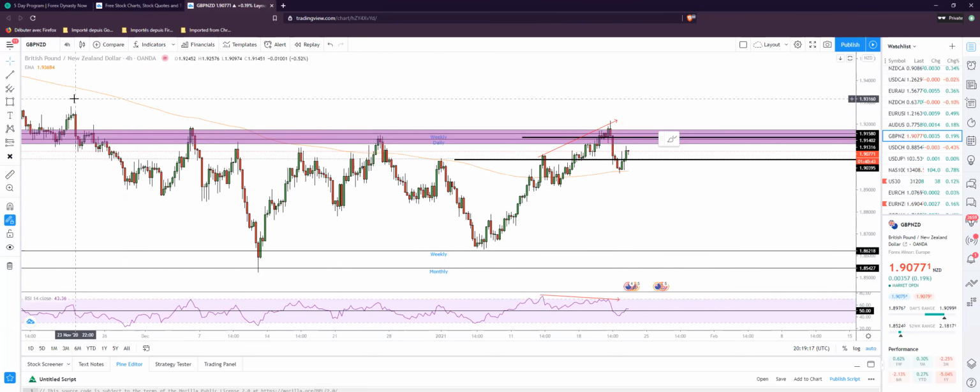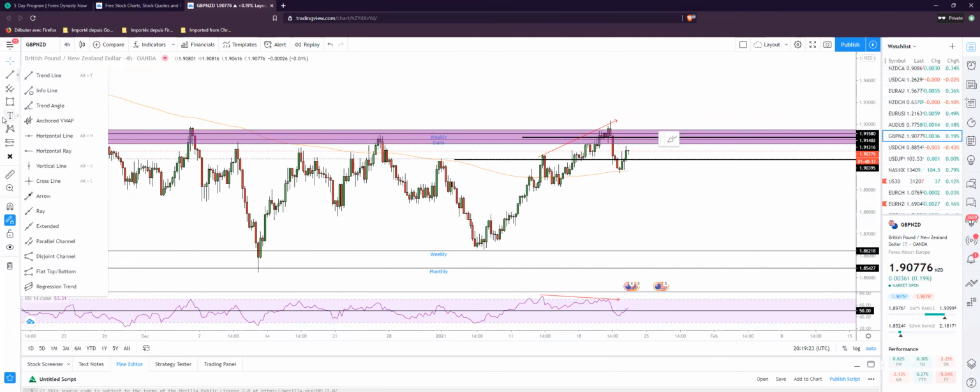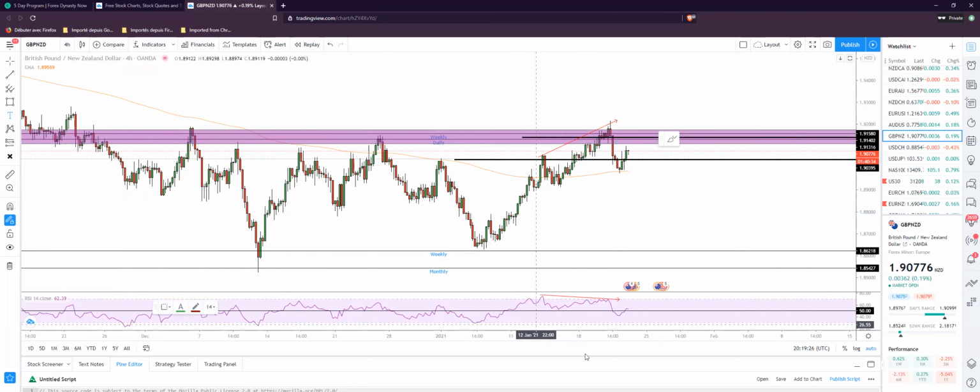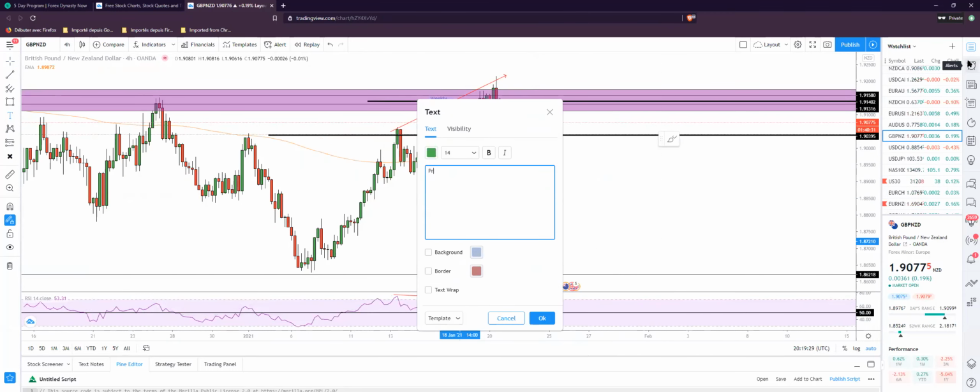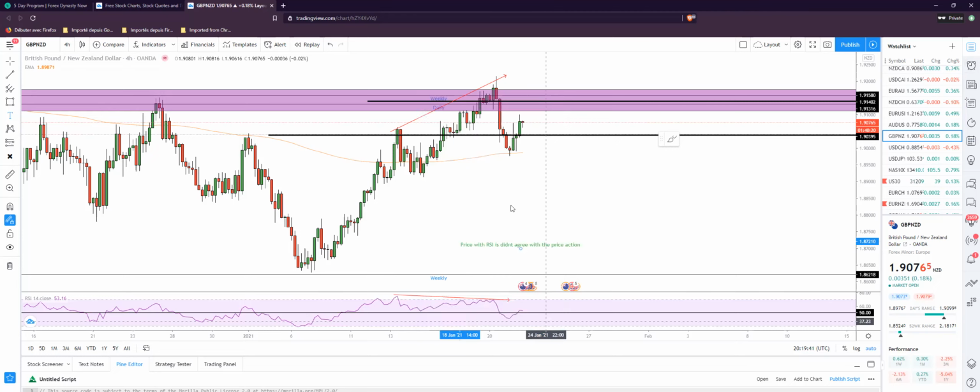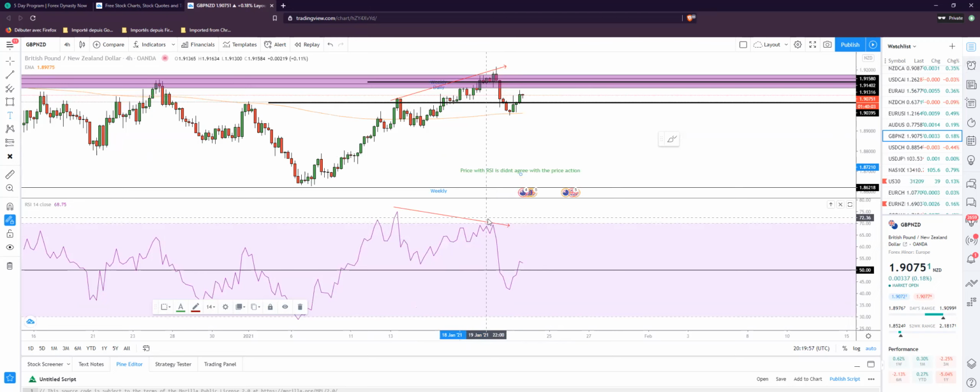Okay. Jean-Michel, go ahead and explain divergence. The divergence is just when the price and the RSI are not moving together, with the price action making a higher high, but the RSI is not making a higher high there.